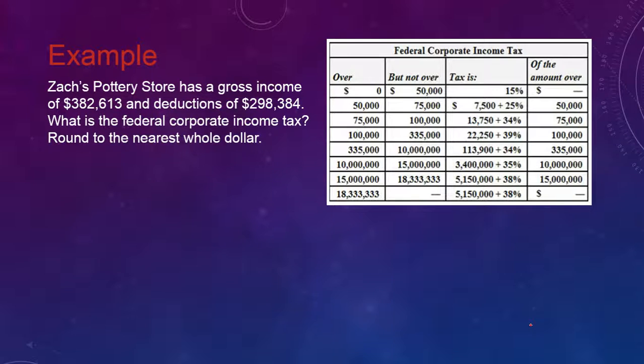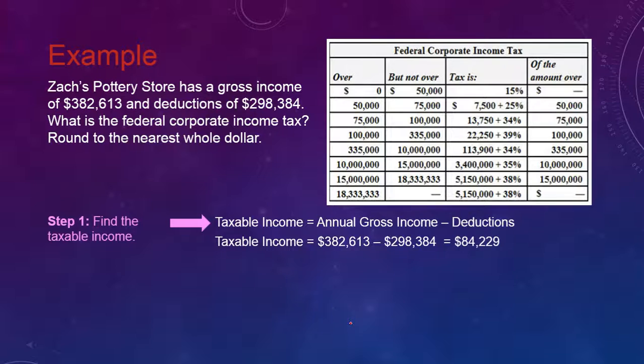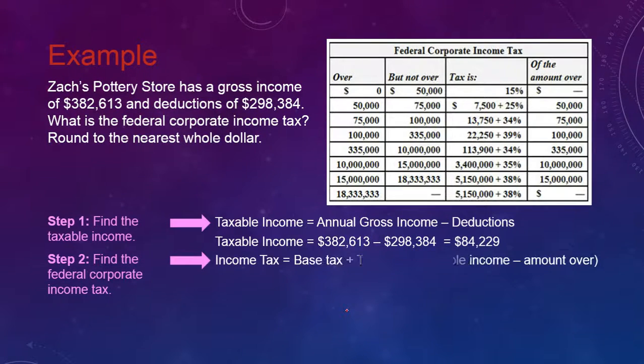Alright, here's another example. Same thing we need to do as earlier. We need to find the taxable income first. So we're going to subtract the deductions from the gross income. When we do that, we get $84,229. The second step is to find the federal corporate income tax. So let's find out what row it falls in. It is $84,000. That means it is between $75,000 and $100,000.